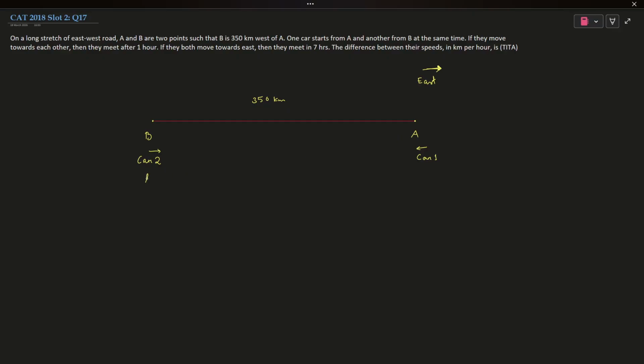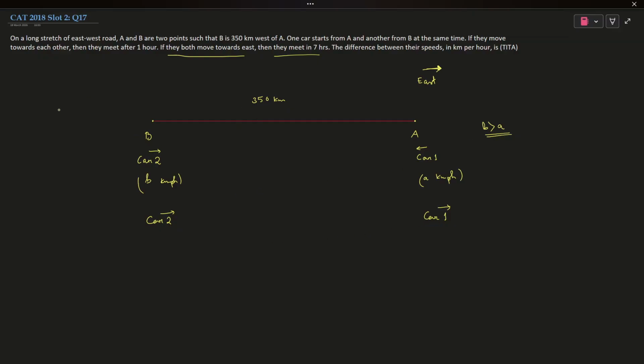Okay, so let's say the speed of car 2 is B kilometers per hour and the speed of car 1 is A kilometers per hour. Definitely, B is greater than A, guys. You can ask me why. Because they meet after 7 hours when both of them move towards east. In the second case, car 1 will move in this direction, car 2 is also moving in this direction. In order for car 2 to meet car 1, obviously B must be greater than A.